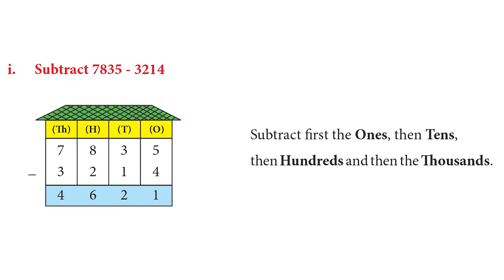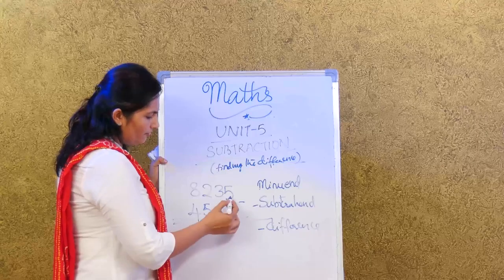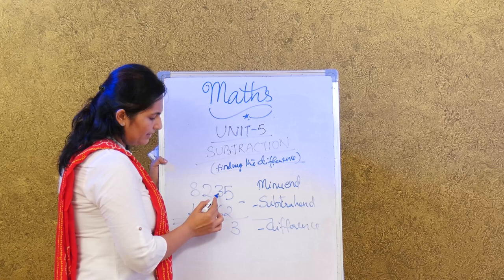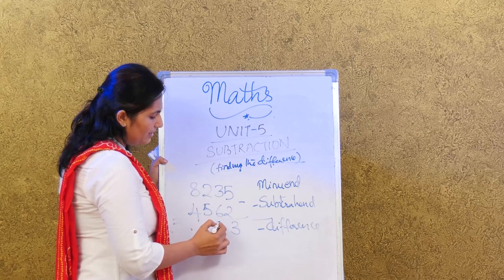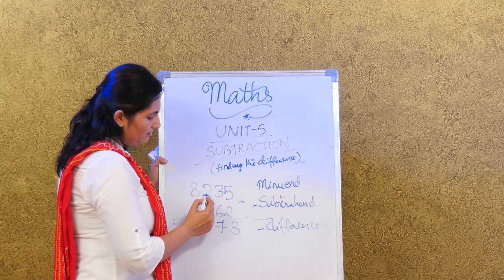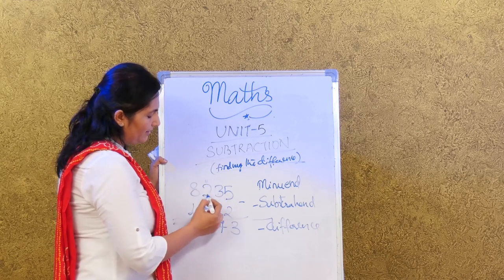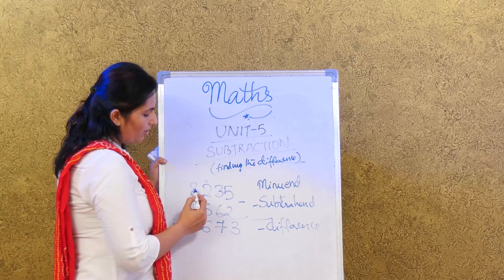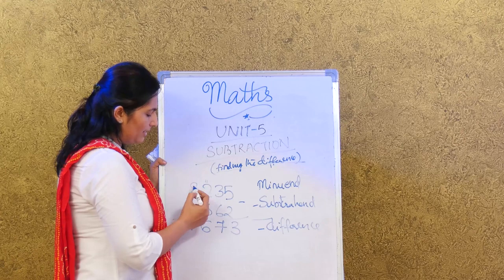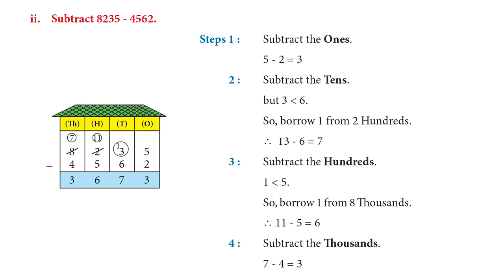Now, how about trying another one? 8,235 minus 4,562. 5 minus 2 is 3. Here 3 is smaller than 6, so we have to borrow. 13 minus 6 is 7. Here we have borrowed, so it's only 1. 1 is smaller than 5, so again we borrow from here. So this becomes 11. 11 minus 5 is 6. Since we've already borrowed from here, here is one number less. So 7 minus 4 is 3. So 3,673 is our answer.